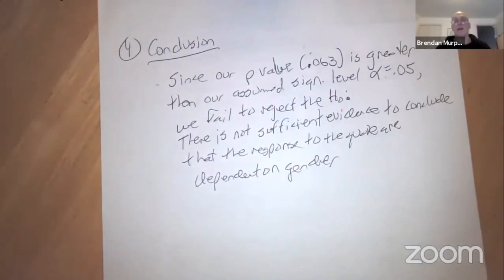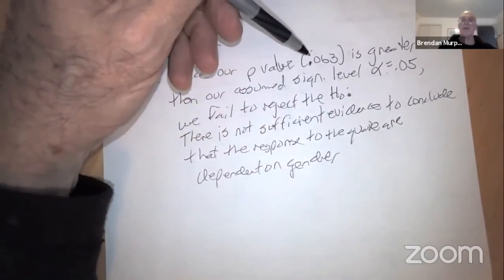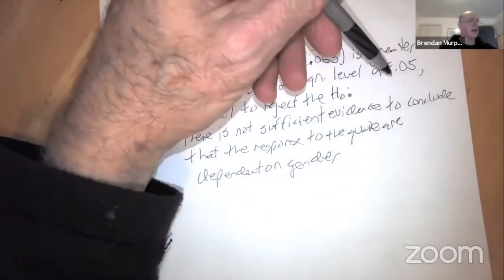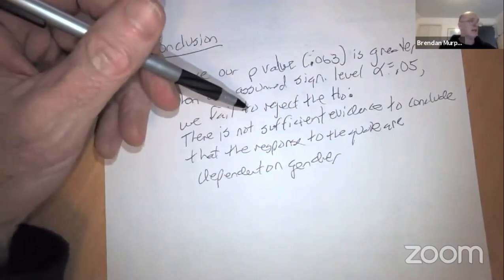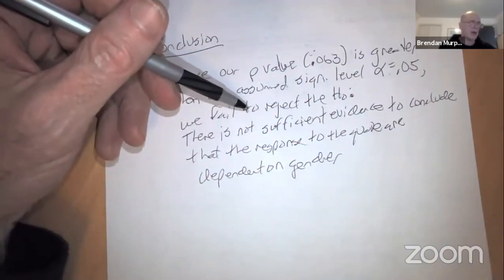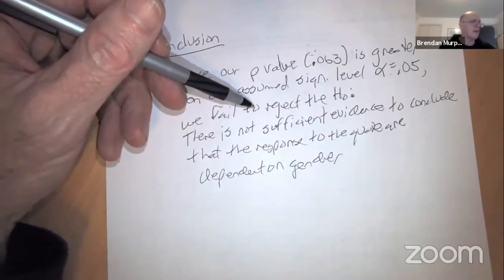It doesn't appear that there's a relationship between gender and the response for the quote. So I've listed my p-value. I've compared that to my alpha level of 0.05. I either reject or fail to reject. We never accept. I don't like that word. That's sort of a bad word in statistics.